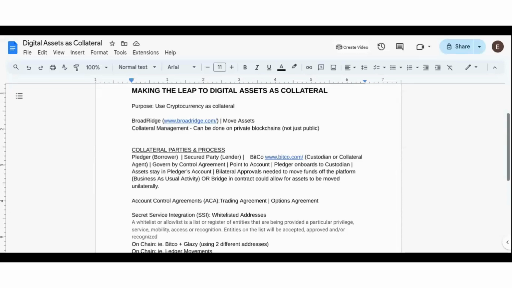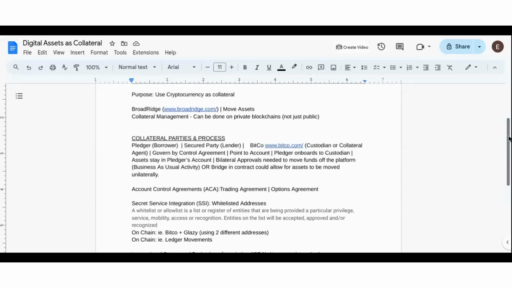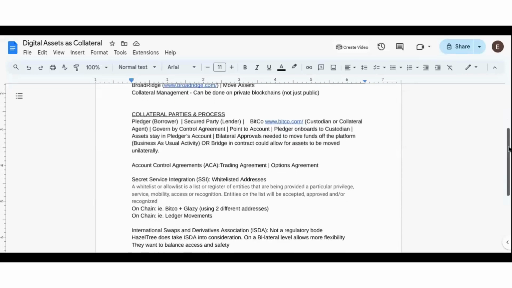So Broadridge, and of course I'm talking in the context of Hazeltree. They use this company to move their assets, okay? Collateral management. This can be done on private blockchains, not just public. And that's really good because when we think of blockchains, we always think about public, right? But with a lot of corporations out there, they're private corporations, okay? So they don't want everything public. They do have their clients and they want to keep everything private. And I'm here to let you know that that is an option. So this is really phenomenal here.